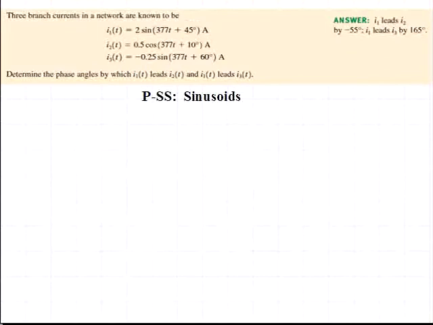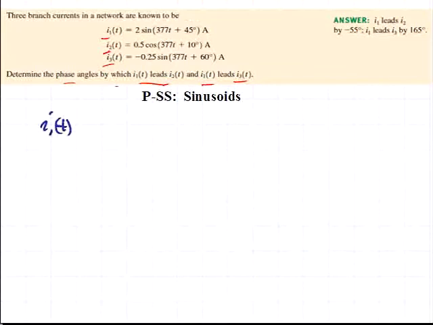This is Learning Assessment Problem 8.2. In this problem, we are going to compare various sinusoidal current expressions. We have three currents, I1, I2, and I3 of t, and they are written either in a sinusoidal function fashion or a cosine function fashion in order to determine the phase angles by which either I1 leads I2 or I1 leads I3. So to begin with the first comparison, we have I1 of t.